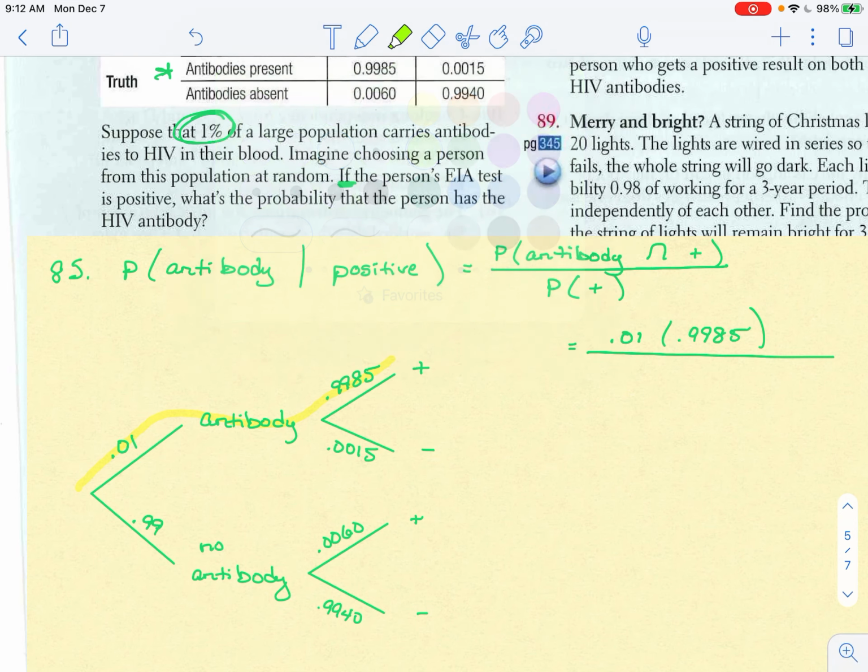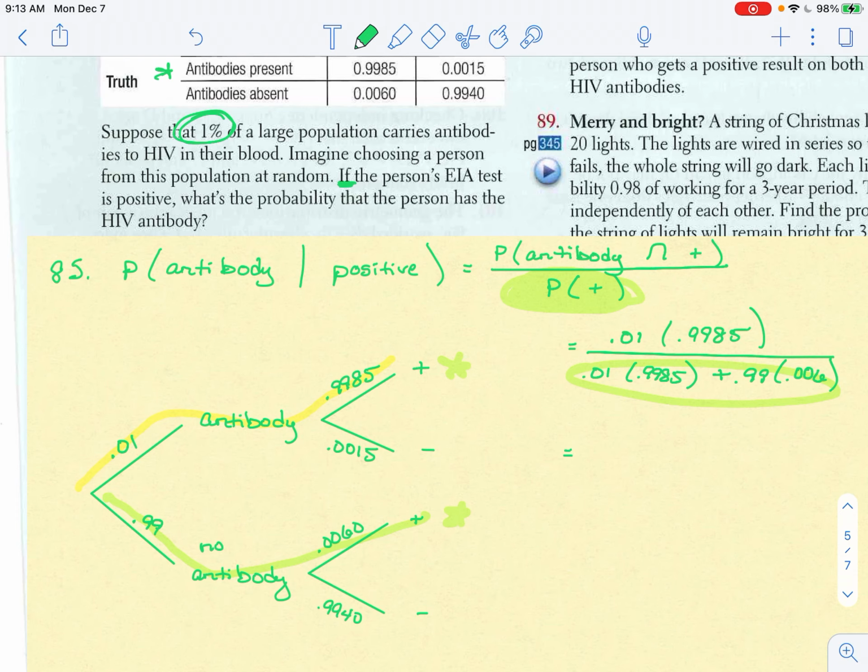I also could end up positive with this path. So if it's one or the other, those are the ways that this could be positive. You could be positive with antibodies or you could be positive with no antibodies. I'm going to put those two different options added together down here. So either I have antibodies and I test positive, plus I don't have antibodies and I test positive.